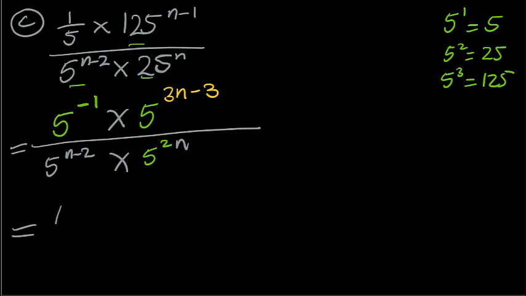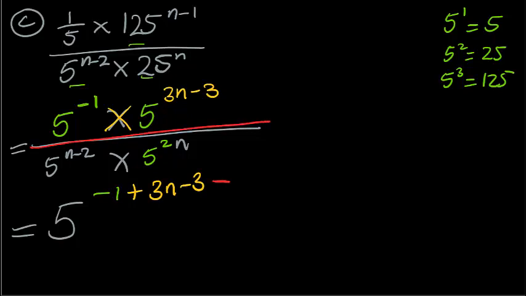I'm keeping the base of 5. My first one is minus 1. And because I'm multiplying, I am going to add 3n minus 3. And then I'm dividing. So I'm going to say minus 2n, sorry, minus n minus 2. And again, because it is a denominator, I'm going to minus, and the one I'm minusing now is going to be 2n. Okay, so let's see if we can simplify these exponents.